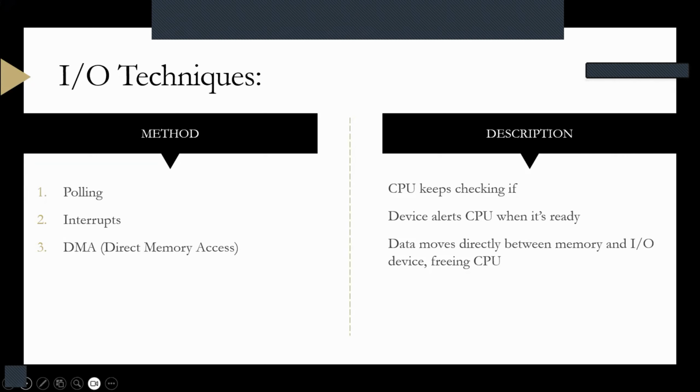I'll continue with the input-output techniques. I'll be talking about the methods and the descriptions. The first one is polling. With polling, the CPU keeps checking the input and output devices. The second one is interrupts. With interrupts, the device alerts the CPU when it is ready, which is when the input has been received. Another method is direct memory access, also known as DMA. With this, the data moves directly between memory and input-output devices, freeing the CPU.